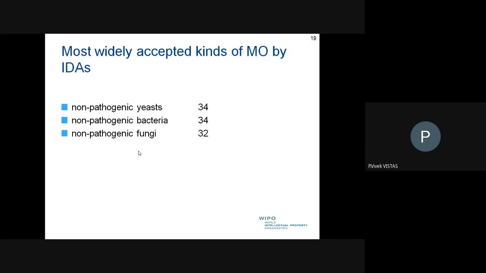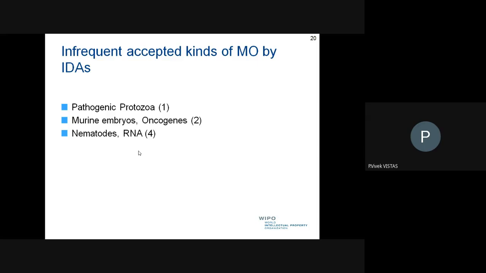So the most widely accepted kinds of microorganism by IDA are non-pathogenic yeast, 34 are stored, non-pathogenic bacteria, 34 are there, and non-pathogenic fungi, about 32 are there. Infrequent kinds of microorganisms by IDA: very rarely, pathogenic protozoa 1, murine embryos, oncogenes, nematodes, or RNA. So these are infrequent acceptances of microorganisms by IDA. They will not be frequent, it will be infrequent.